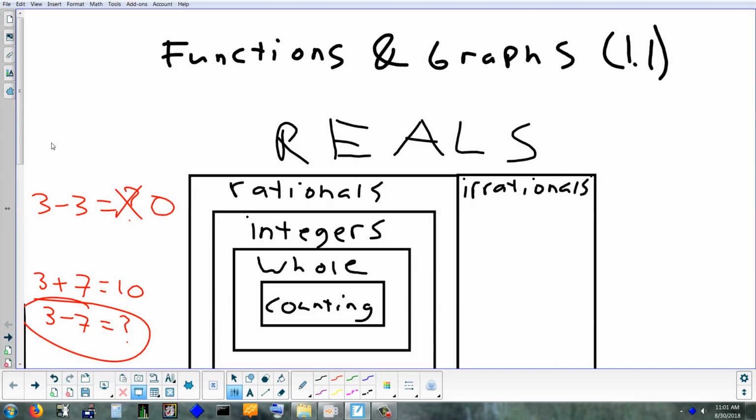So if you want to take like 3 divided by 2, 3 is an integer, 2 is an integer. Integer divided by integer, the answer is not an integer. So now we have to basically think about breaking things into pieces, parts, and that's what the rational numbers do. So rational numbers, we have fractions and decimals.